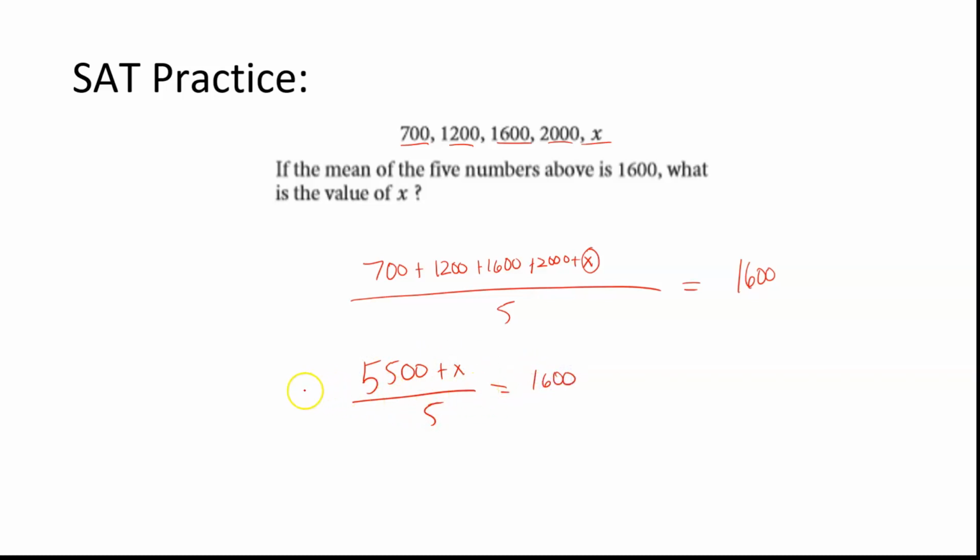Now in order to solve this, all I do is multiply both sides by 5. That's going to cancel out, and that's going to give me 5500 plus X is equal to 8000. Then I'm going to subtract 5500 to get X. Sorry, my subtraction is terrible. And that will give me that X is 2500. That means that if I put X in here and solve it, my average will be 1600, which is exactly what I want.